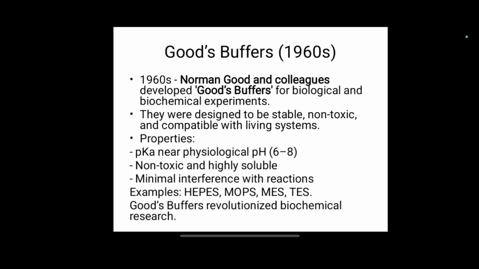Good's buffers in the 1960s. In the 1960s, Norman Good and his colleagues created a set of special buffers for biological experiments, known as Good's buffers. They were non-toxic, easy to dissolve, and didn't interfere with living cells. Some examples include HEPES, MOPS, MES, and TES. Thanks to Good's buffers, scientists could finally study enzymes and cells in conditions close to how they naturally exist inside the body.